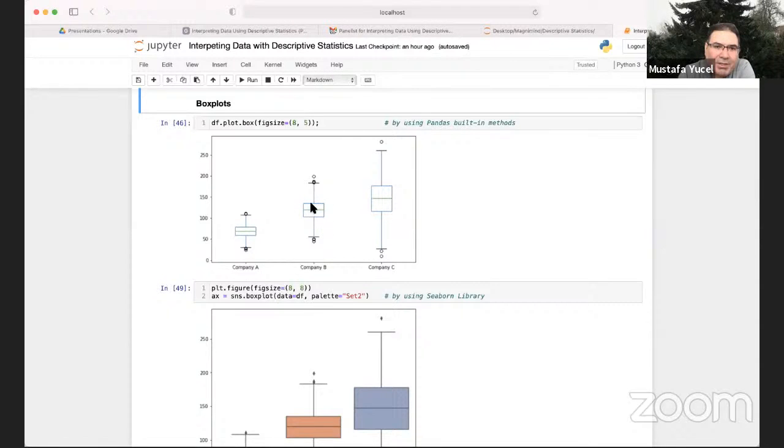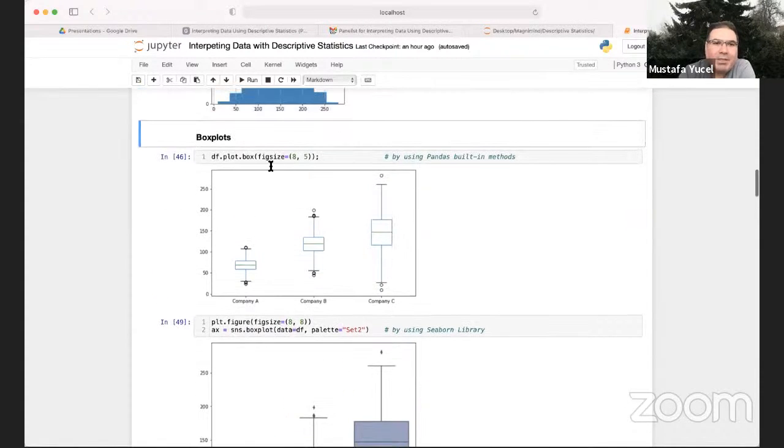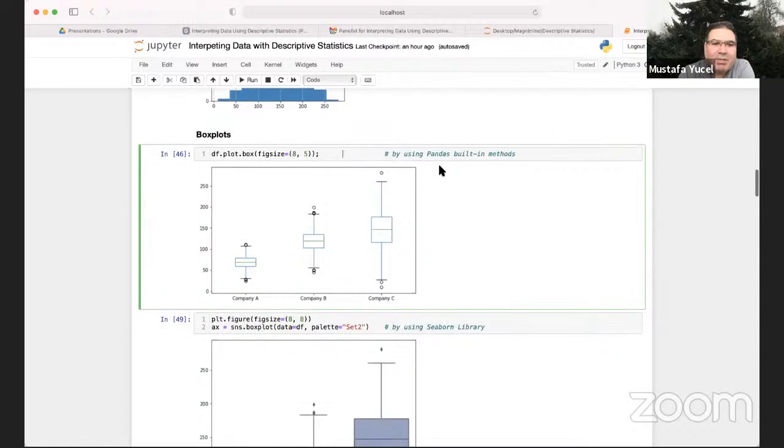This is here in this company. Most salaries are here, you know, the first quantile, second quantile, third quantile. Most of the data are clustered here, but still there are some extreme values. And this is the third company. You see it's really spread. Many of the people are here, but you see there are still some extreme points. The plot is very simple, data frame plot box by using pandas built-in methods.